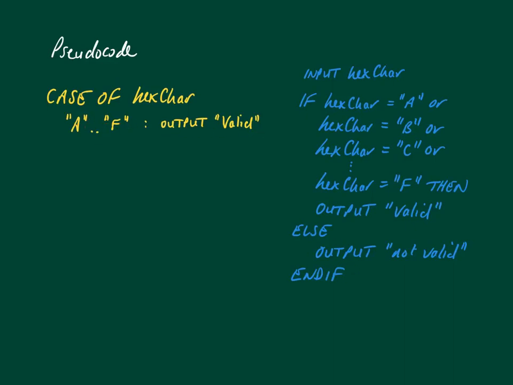Now for the second half, we have to use a phrase called otherwise. And otherwise is simply the else statement. And you say otherwise output not valid. And then we end the case.